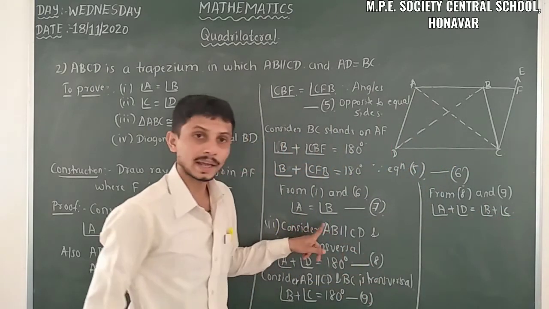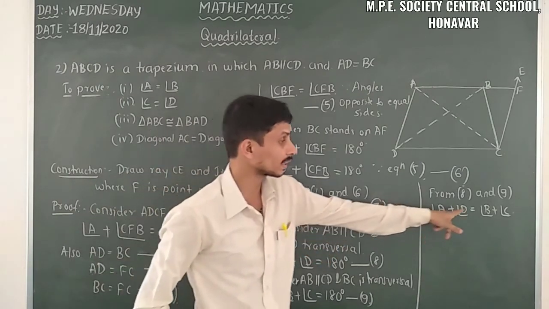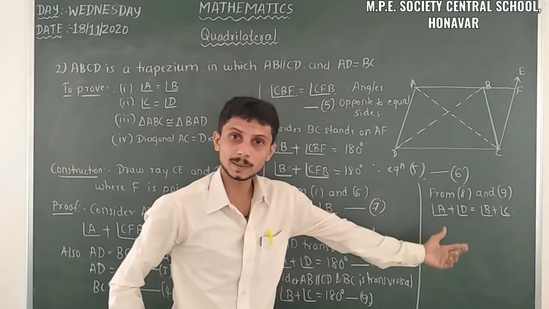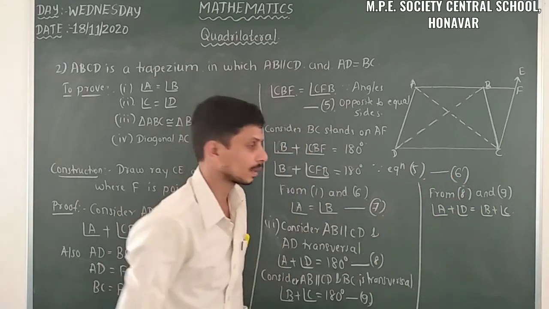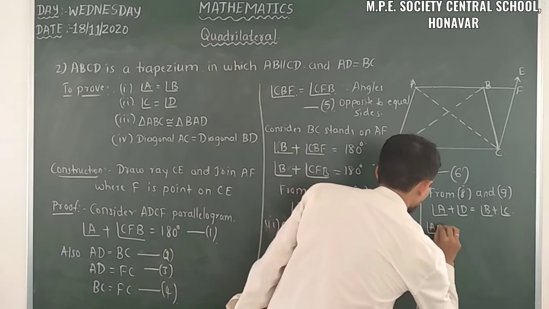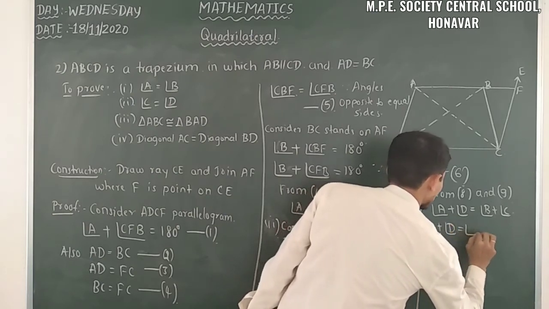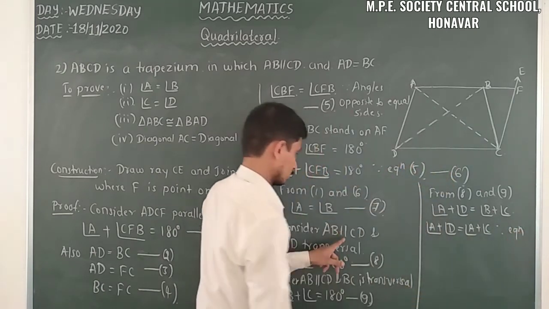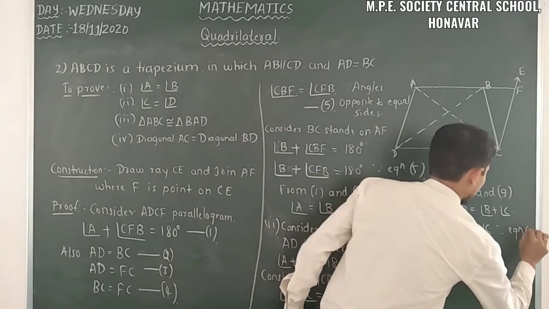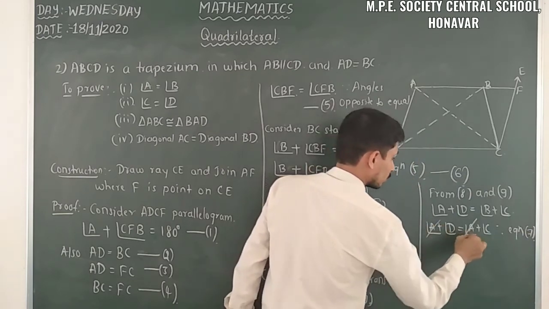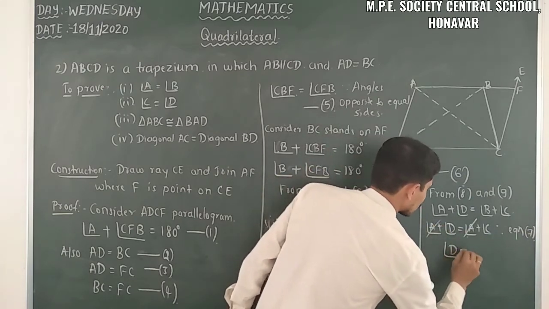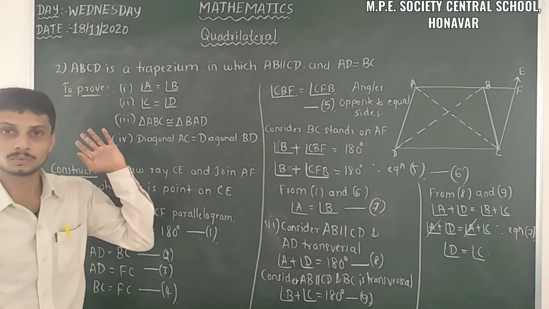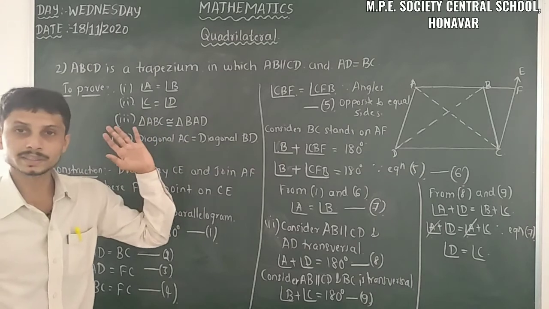So here we already know that angle A is equal to angle B. So that's why we can cancel out angle A and angle B. Here you can also replace angle B with angle A: angle A plus angle D is equal to angle A plus angle C, because of equation number 7. So we can cancel these two, that is, angle D is equal to angle C. So here we have the second proof.